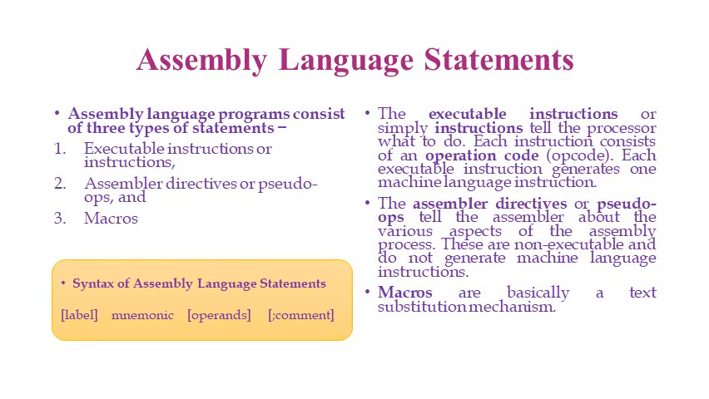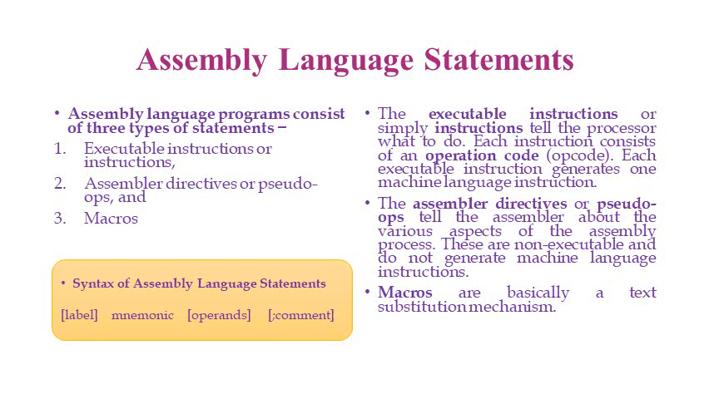Next, we'll see the assembly language statements. An assembly language program consists of three types of statements. First, executable instructions or simply instructions. Second, assembler directives or pseudo opcodes. And third, macros. Now let's see first, executable instructions. The executable instructions tell the processor what to do. Each instruction consists of an operation code called an opcode. Each executable instruction generates one machine language instruction.